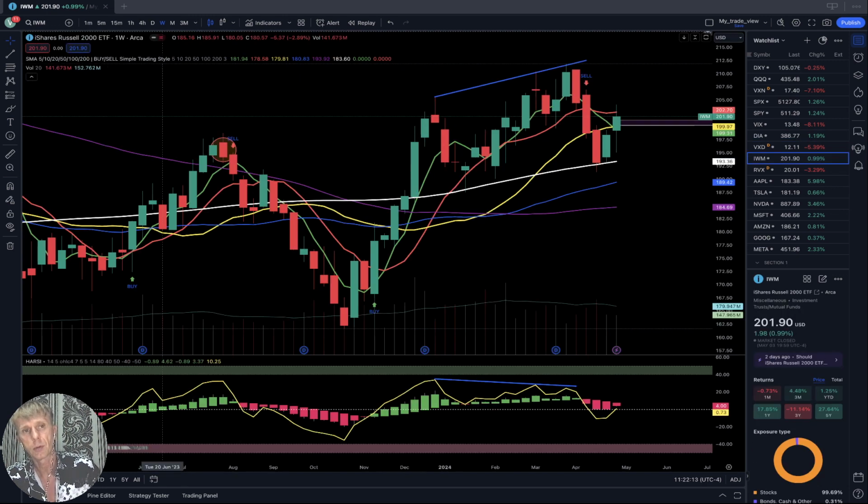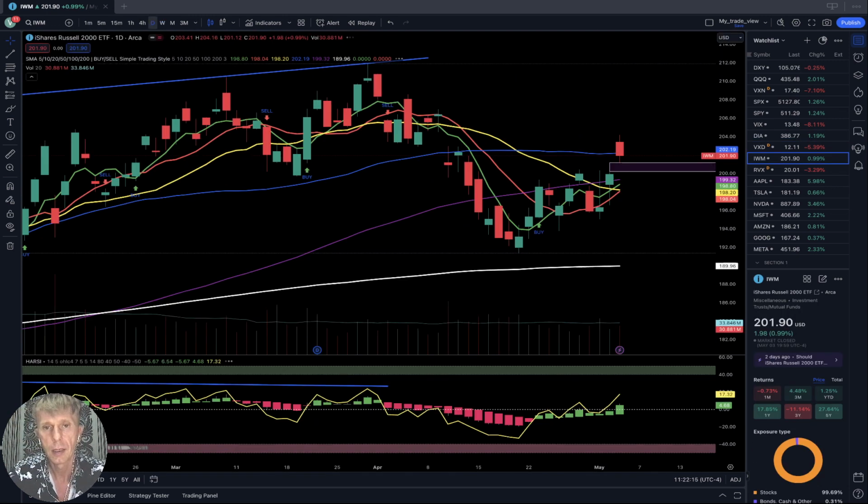IWM, Russell 2000. Let's see daily. It did also gap up. Last bar even moved above SMA 50 and it came back. And now it's still at SMA 50 level. We'll see if it's going to continue bullish trend or it will be rejected next week. And we'll fill this gap.